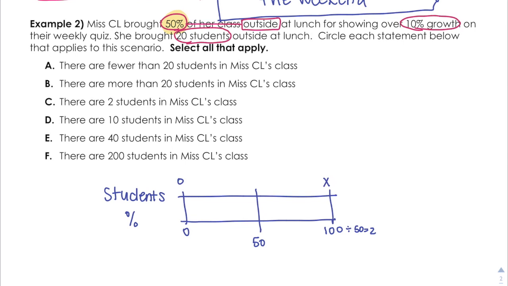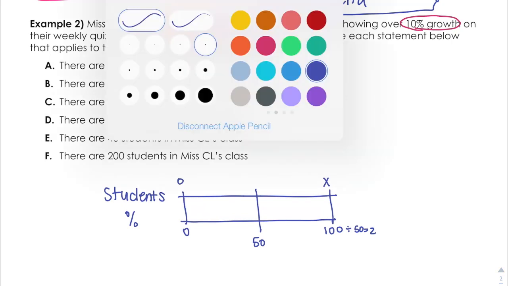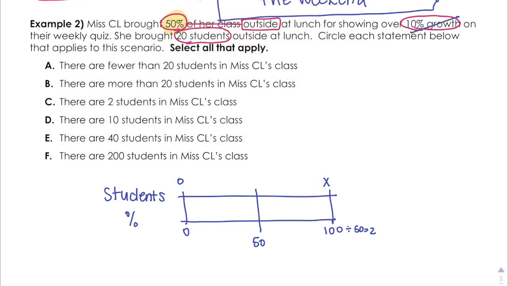So again, let's look at this. It says "for showing over 10% of growth." I know that that's a number, but that number isn't really valid to the problem we're solving. It's not asking us about their growth. It's asking us about the students that I'm taking outside. So we're just going to go ahead and eliminate that.